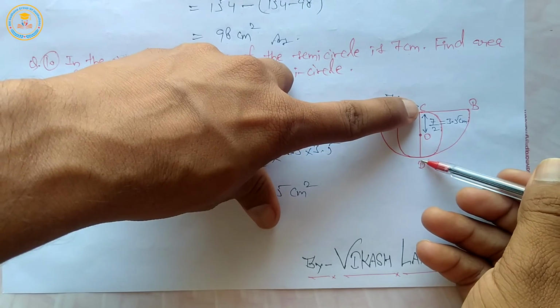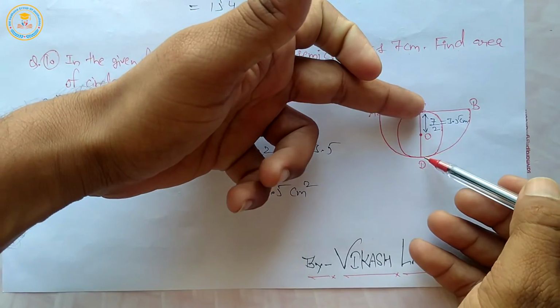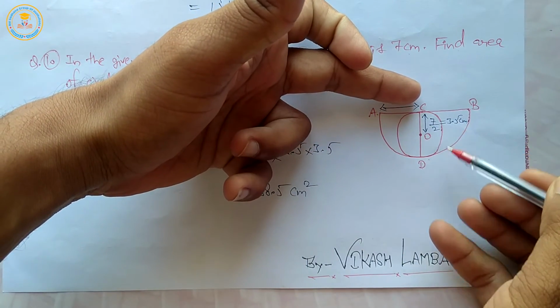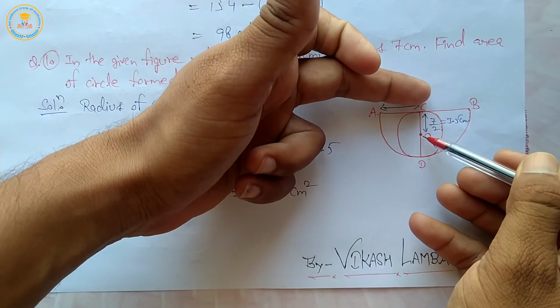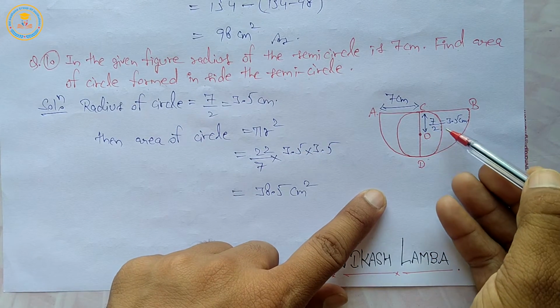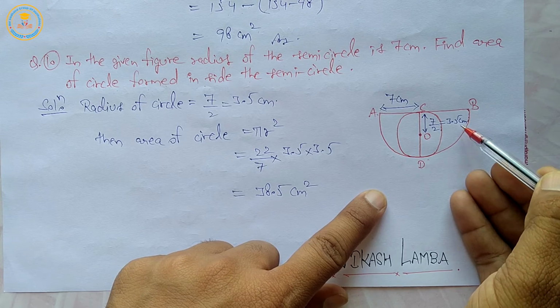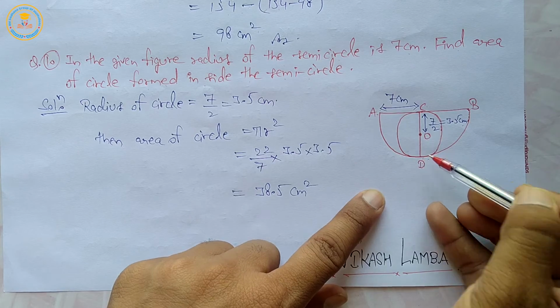CD is a diameter of that circle. It means we calculate the radius. Radius is a half, so 7 divided by 2. O2C is the radius, 7 divided by 2, it means 3.5 centimeter. Radius of that circle. OC equal OD, both are radius.